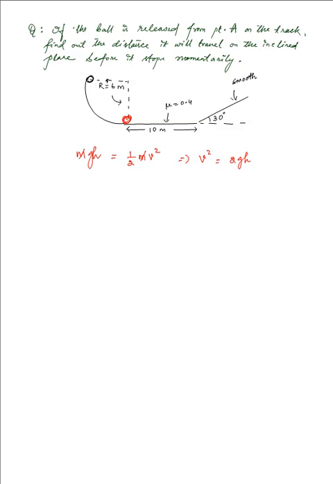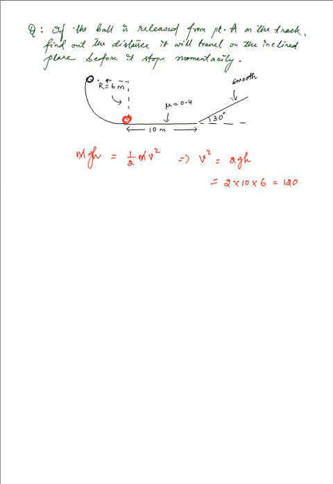Now the value that we can have over here is 2. We'll take g as 10, and the height is obviously 6, so it's coming to be 120. We'll use the values as of now, forget about the units, and write the units at the end. So v squared is 120.